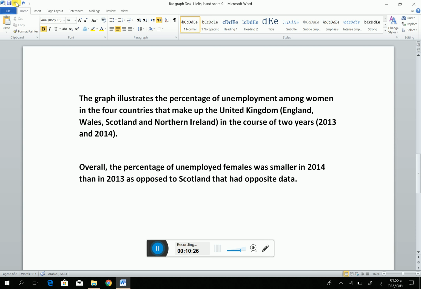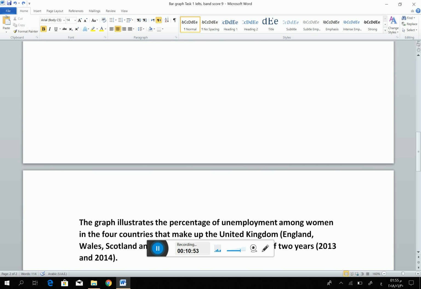opposite data. So this is your overall. This is the general idea of the bar graph. This is your overview. Start your overview like this. Overall, the percentage of unemployed females was smaller, this comparison, in 2014 than in 2013, as opposed to, to show contradiction, as opposed to Scotland that had opposite data. Now let's go to element number 3.